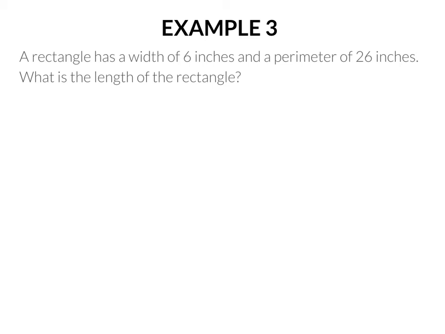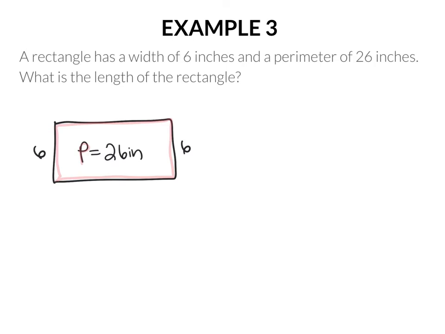Well, first thing I'm going to do is draw out this rectangle. And then I'll label the sides that I know. My width is 6 inches, and that's the width on both sides of the rectangle. And I know that the perimeter, the distance all the way around, is 26 inches. What I don't know is the length. That's the question we're asking, so that's what our variable is going to be.